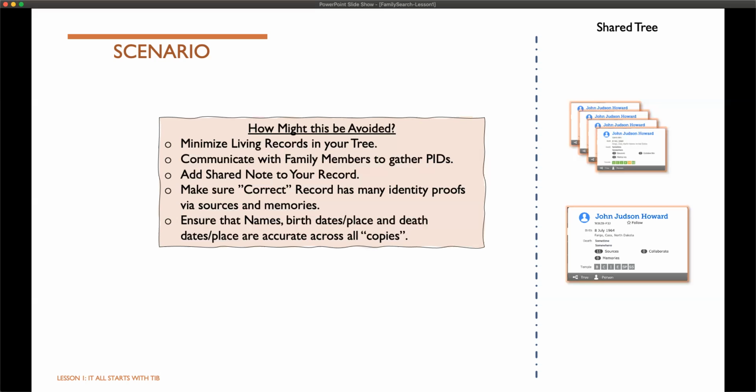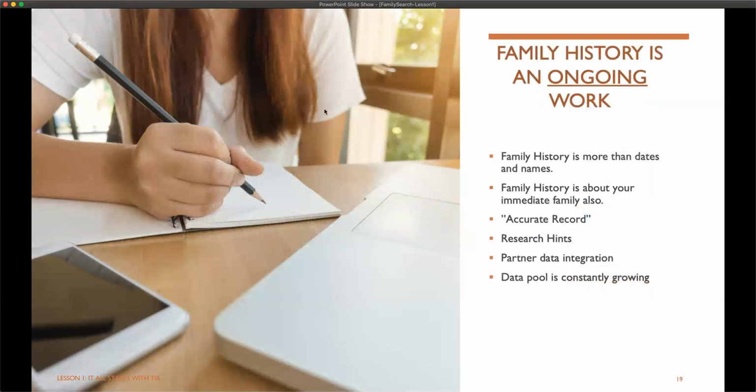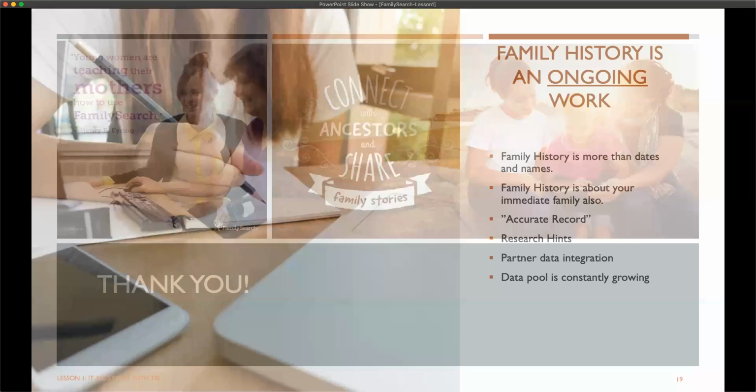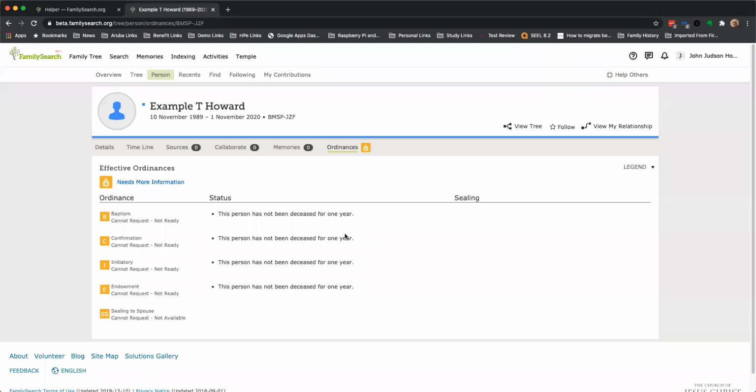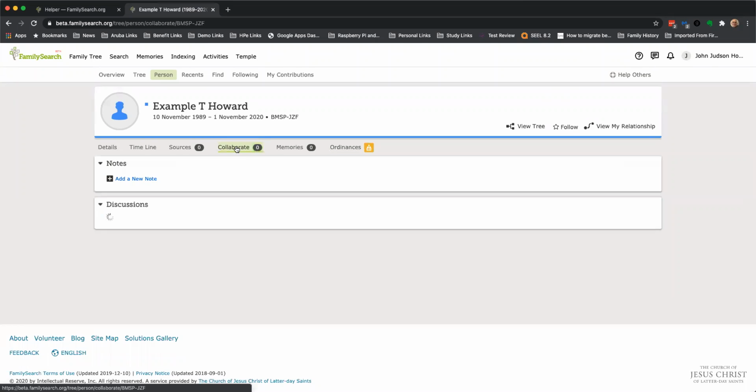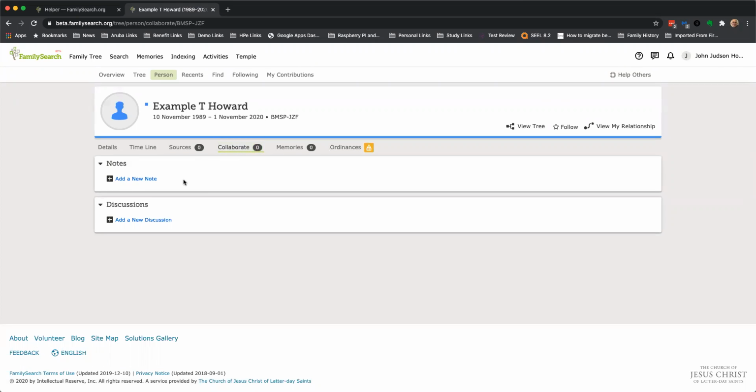You can also use a shared note in the record. Let me go back and show here again. You can see this stuff up here. This collaborate, right? This is shared. These notes and these discussions are shared with anybody and everybody. Before I made this public, when it was a private thing, I could actually go in here and add a note saying the PID of the real example is this, or merge this record into PID, whatever, right?